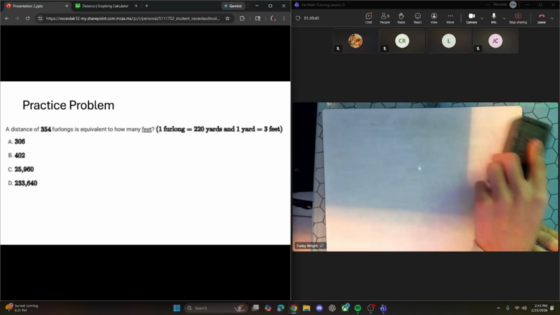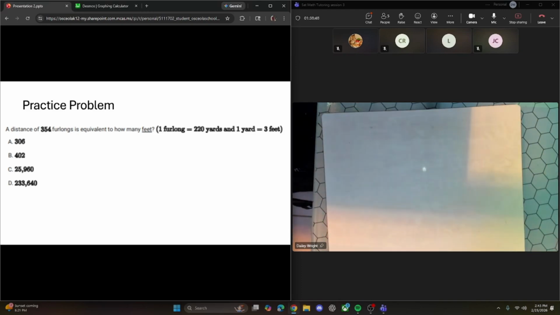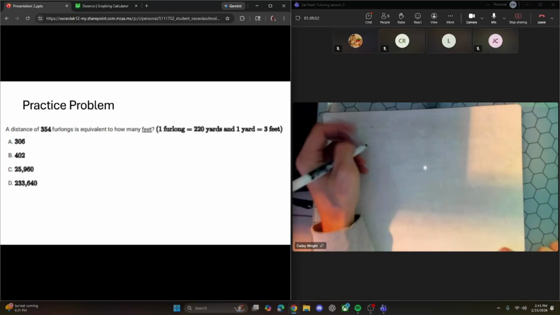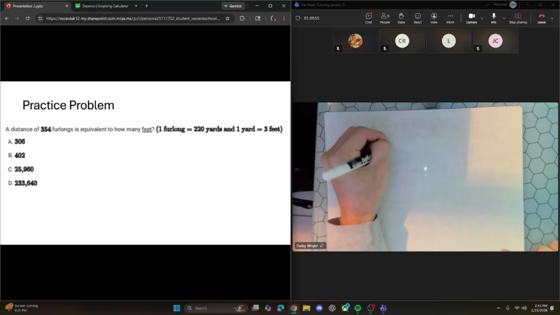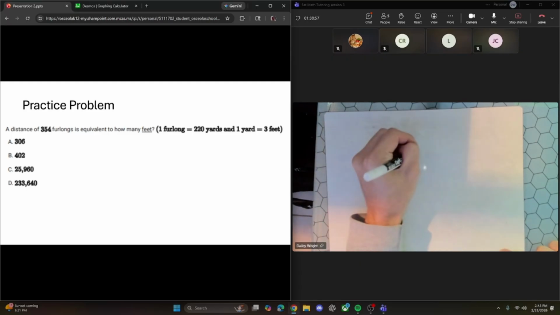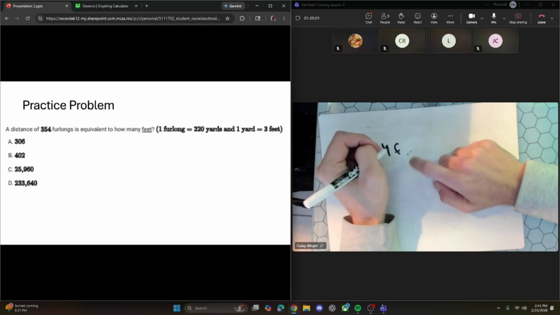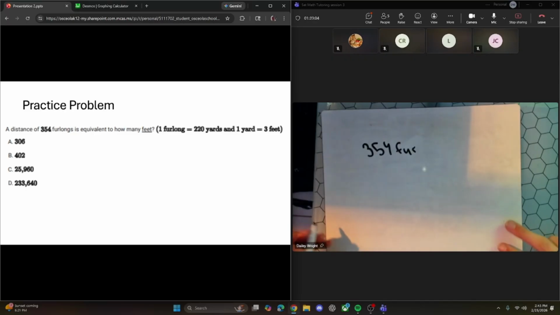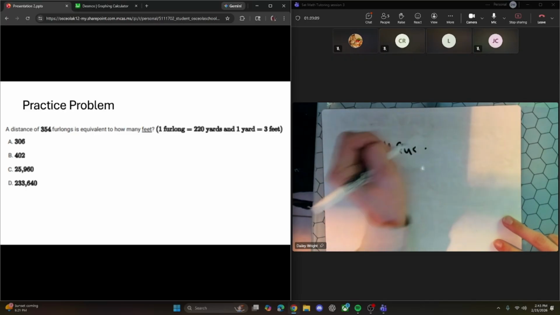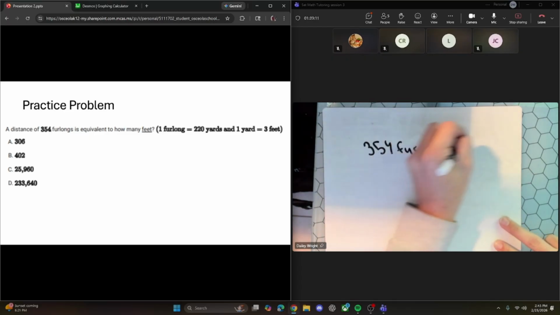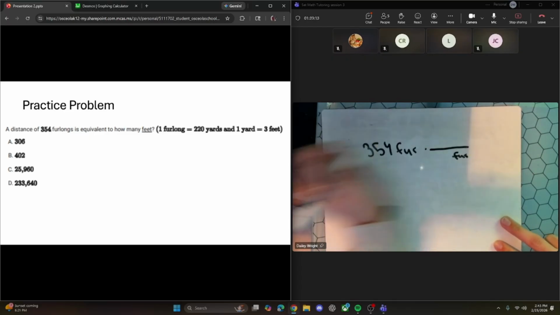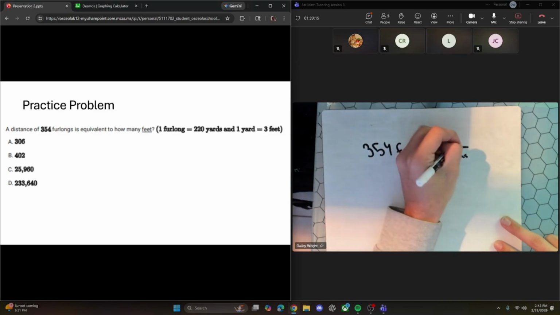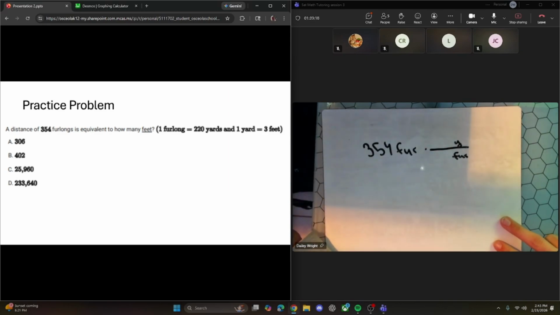A distance of 354 furlongs is equivalent to how many feet? So you start out with 354 furlongs. I'm just going to put FUR. And then I want to get it to feet. So I want to get rid of furlongs, so I'm putting furlong on the bottom here. And then yards on the top. I'll just do Y for that.